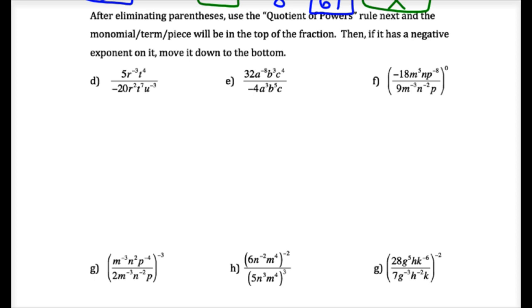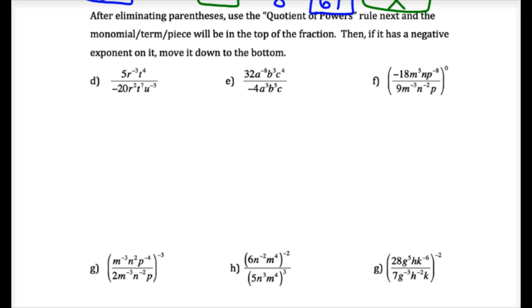All right. Now, everybody sees the first one, D. Guess what kids start doing? They move their 20 up. The 20, they're like, it's got a negative sign in front, it must move up. Negative numbers don't move, only negative exponents.